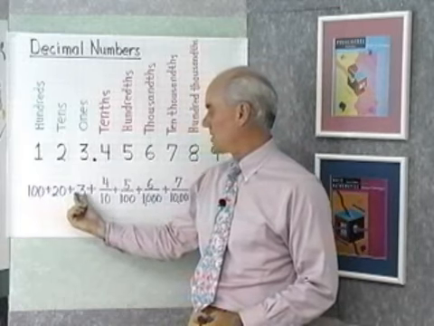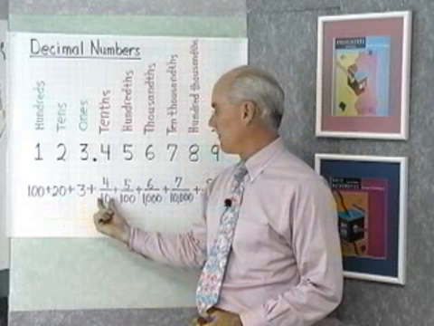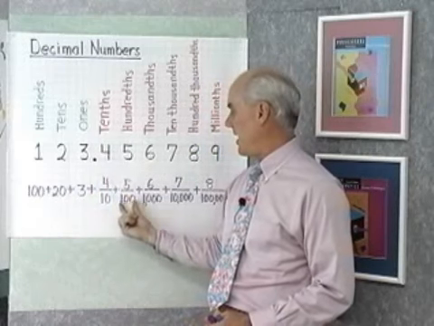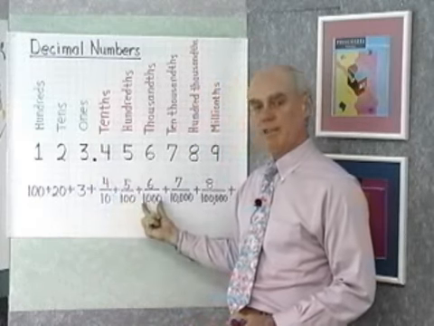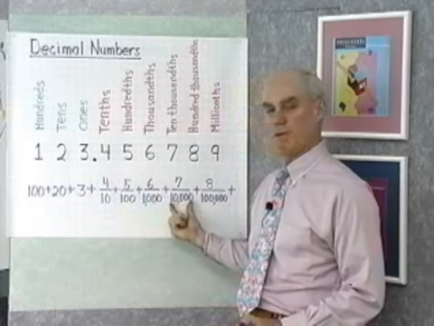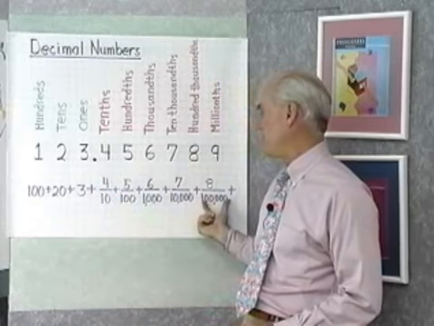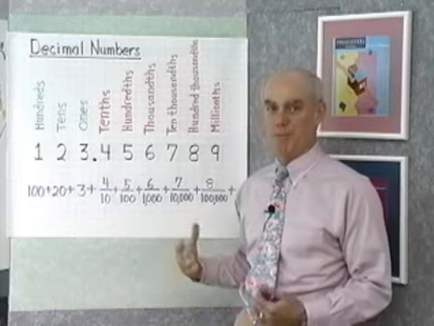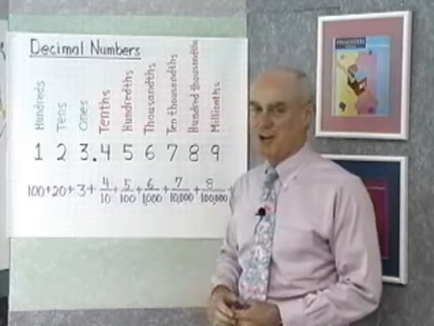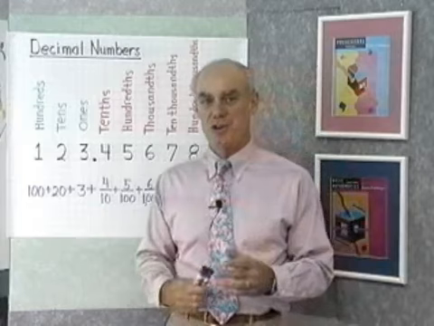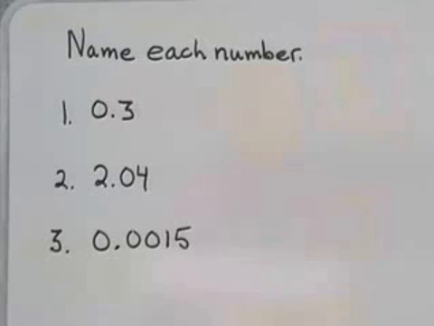So if I was to write this number right here in expanded form, it would be 100 plus 20 plus 3, and then plus 4 tenths, plus 5 hundredths, plus 6 thousandths, plus 7 over 10,000, plus 8 over 100,000, and then plus 9 over a million, but I ran out of room here to write the 9 over a million, so I didn't put it down. Let's go to the board now and work with some decimal numbers.